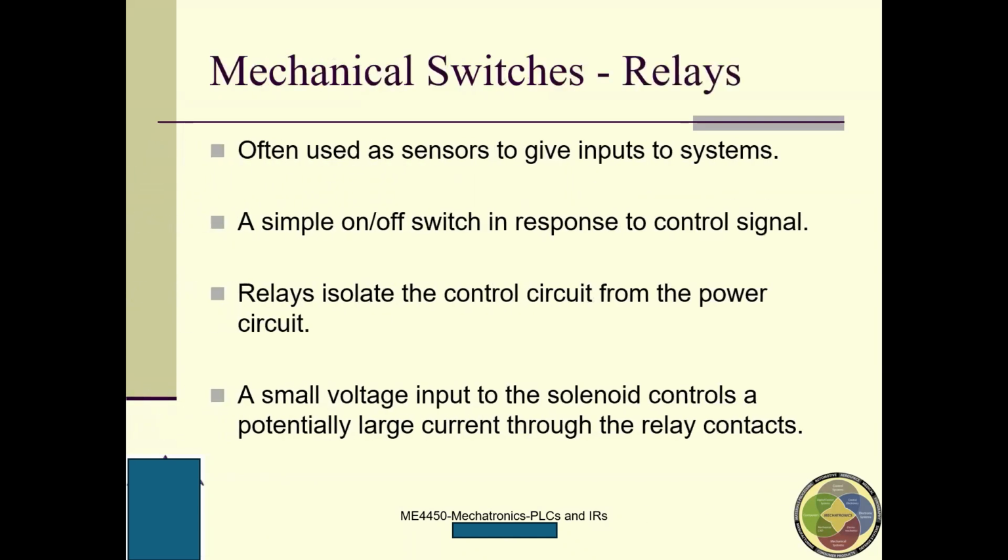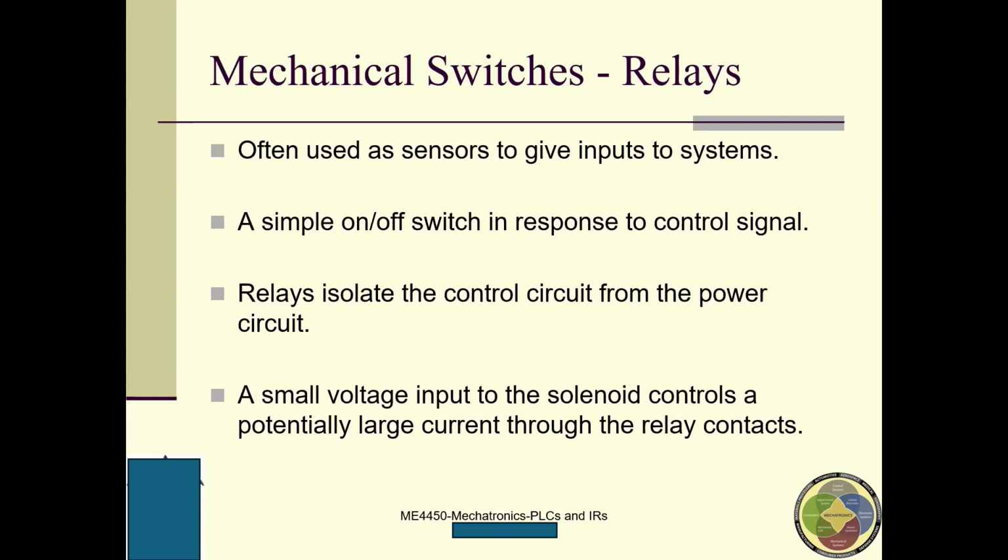So now we come back to the relay. What is a relay? A relay is used as a sensor to give impulses to systems. It can also be used as an actuator. If some conditions are met and you want this relay to work, in this case it will be called an actuator. It's just a simple on and off switch in response to a control signal.